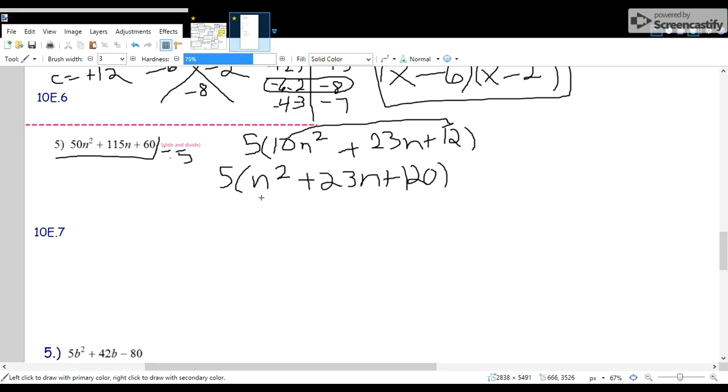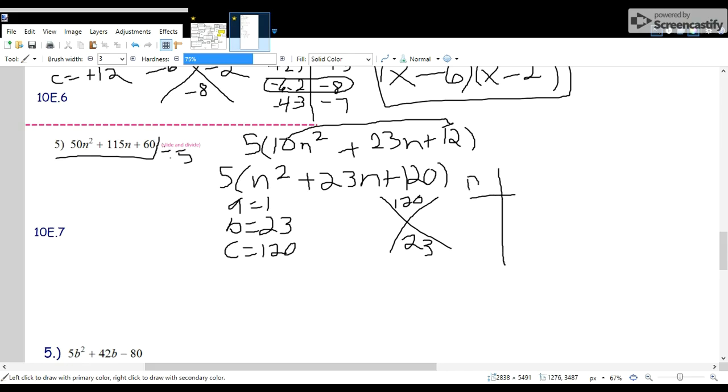Now a equals 1. In this case, a equals 1, b equals 23, and c equals 120. So we basically forced our a to equal 1. At the top we put 120, at the bottom we put our b, which is 23. We find two numbers that multiply to 120 and add to 23. So go ahead and draw your table. You'll write the factor pairs of 120.